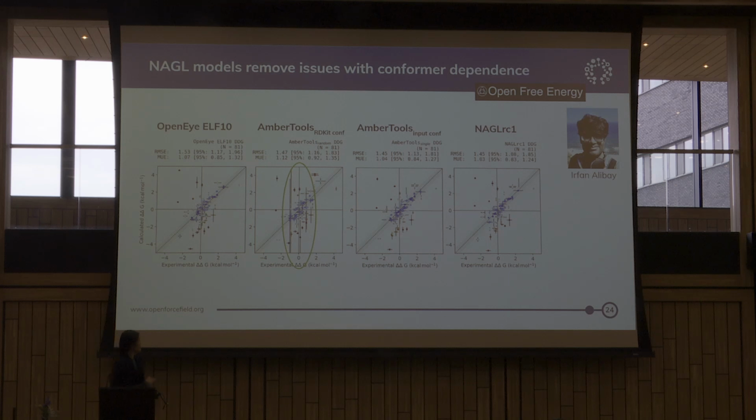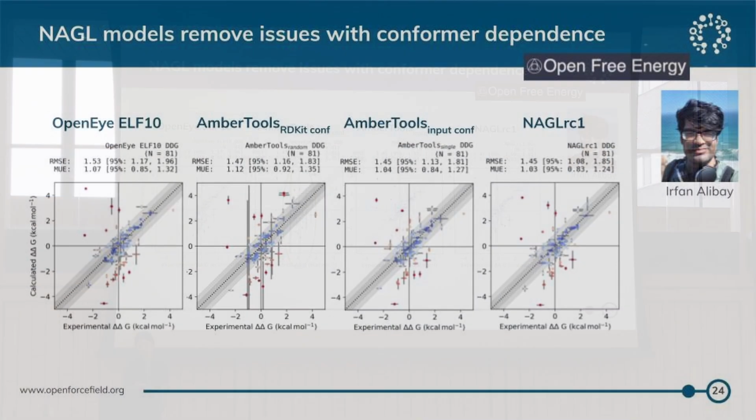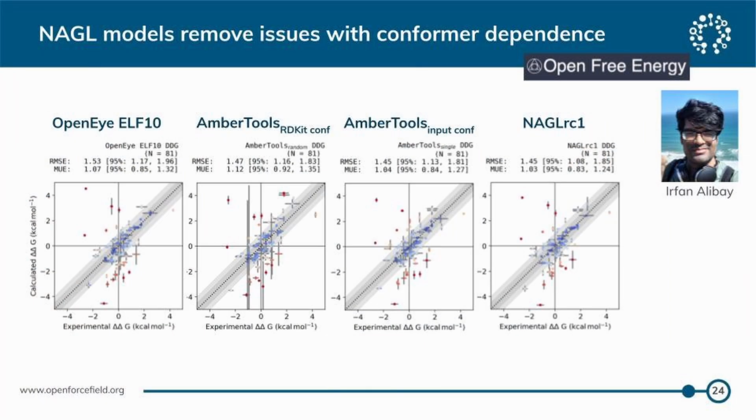So what OpenEye does on the left-hand side here is it uses the ELF10 variant of AM1BCC to mitigate this. And what that does is it averages the charges of up to 10 structurally diverse conformers, and that kind of gets rid of some of the charge variation. But the really big advantage of NAGL is it totally avoids this issue. There's no conformer dependence whatsoever.